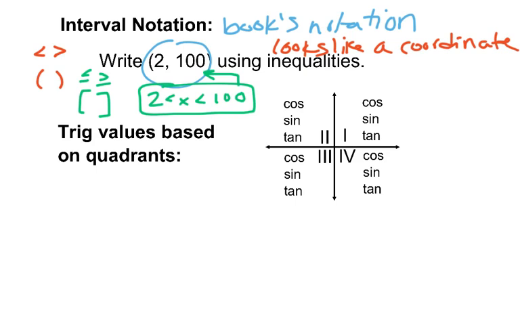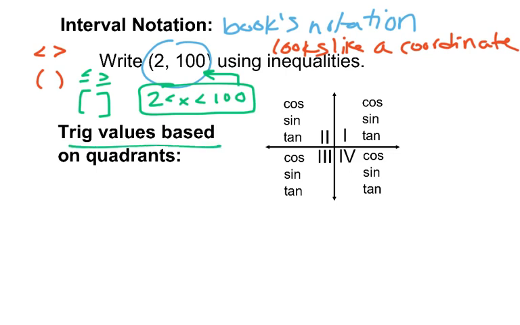So the book's notation, or this bracket notation, is going to show up. And so when it says things like, what's the interval? It might say it's between 2 and 100, and it might actually say it in this notation versus in the notation that we're pretty used to.